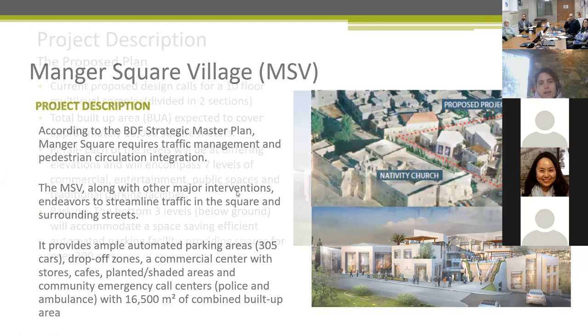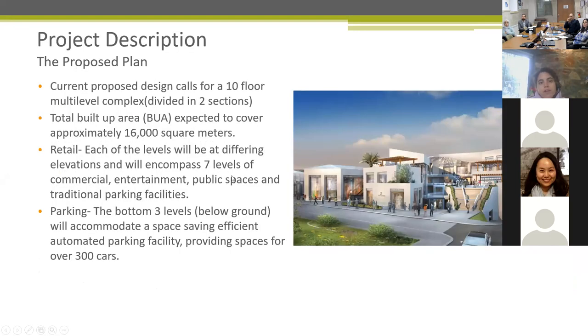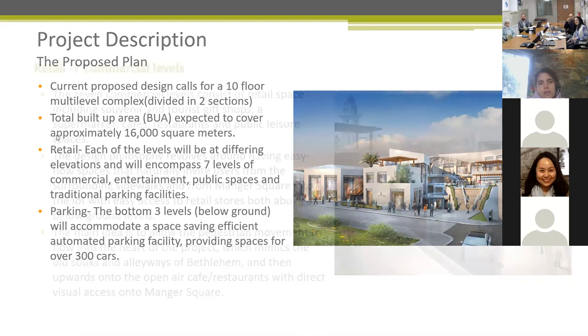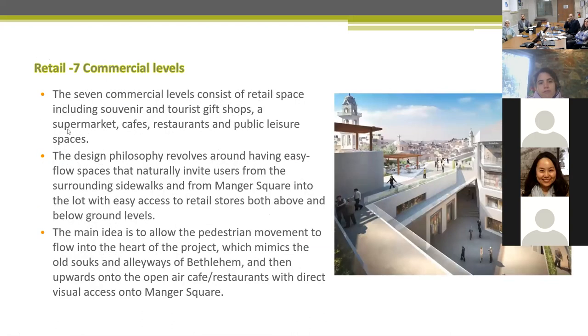The current proposed design calls for a 10-floor multi-level complex divided into two sections. The total built up area, we already mentioned that, is around 16,500 square meters. And it has retail on 7 levels from commercial, entertainment, public spaces, and traditional parking. And the bottom 3 floors will accommodate an automated parking facility to provide space for 300 cars. The retail space includes souvenir and tourist shops, supermarket, cafes, restaurants, and public leisure spaces.